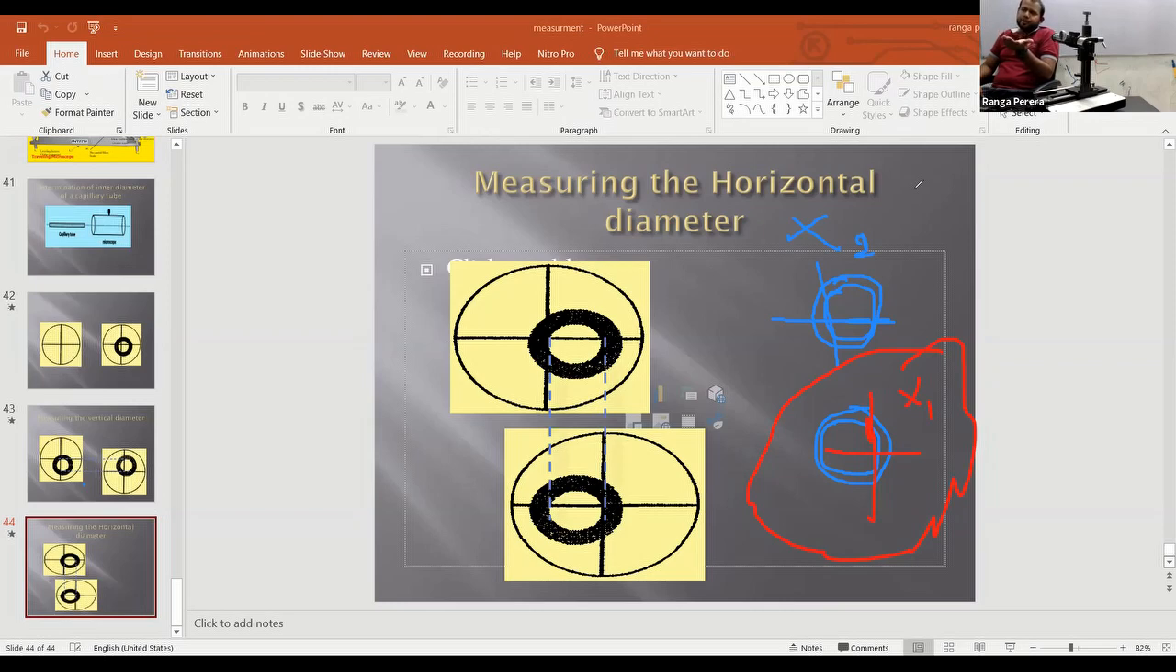So, if they ask you to measure the diameter of a rubber tube, the same steps you can follow. No difference. Same steps. Write a note: the same steps as above could be followed in measuring the external diameter of the rubber tube. Right, done. Okay.